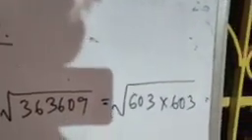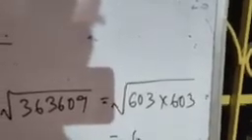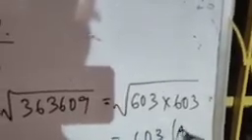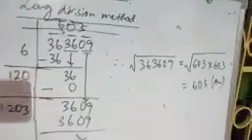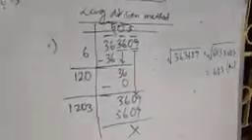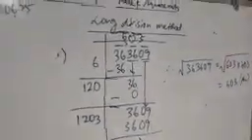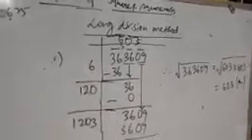Now 363609 is 603 into 603. Your answer will be 603. This is the answer. Clear? Okay, so this is question number 5. The square root of 363609 will be 603. Clear? Now the last question.